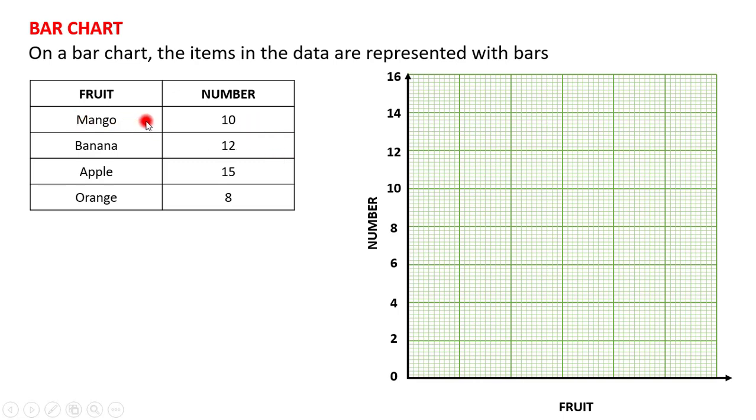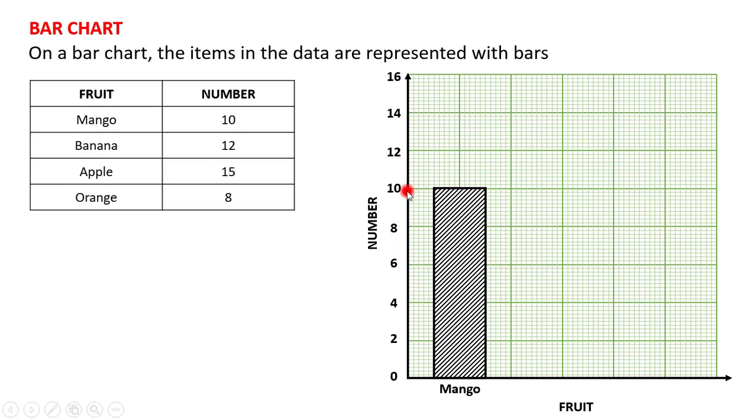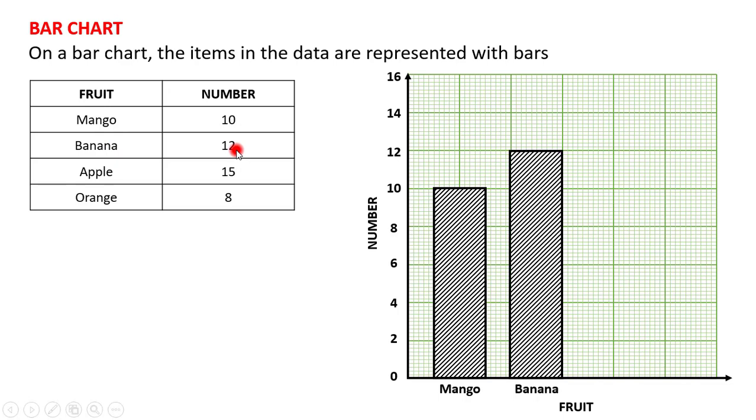The first one is mango, and the number is 10. So you draw a rectangular bar, and the height of the bar will be at 10. The next one is banana, and the number or the frequency is 12. So you draw another rectangular bar, and the height will be at 12.